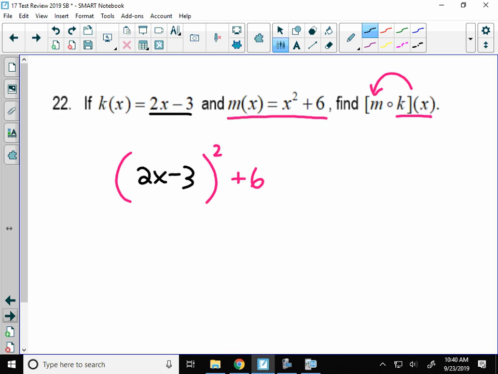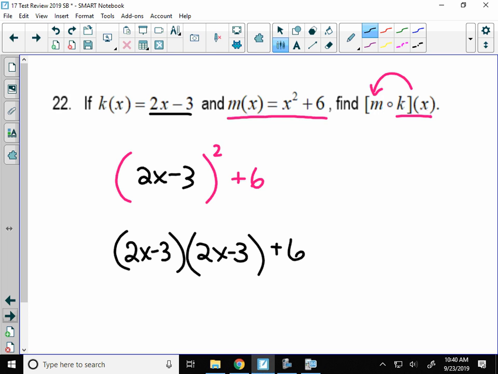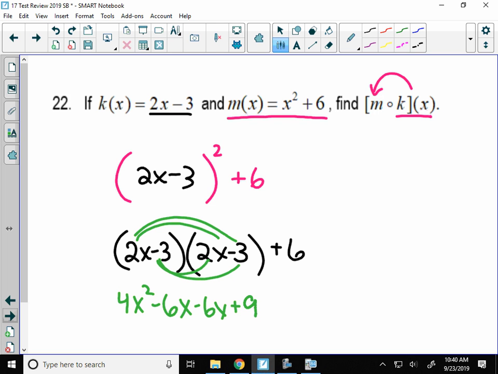Be careful here. We've talked about this, I don't know how many times this school year. You cannot just square the 2x and the negative 3. You have to write this quantity twice and then distribute the 2x minus 3. Multiply it by itself. That's what squaring means. So when I double distribute here, I'll get 4x squared minus 6x, minus 6x again, plus 9. And then I have this plus 6 on the end.